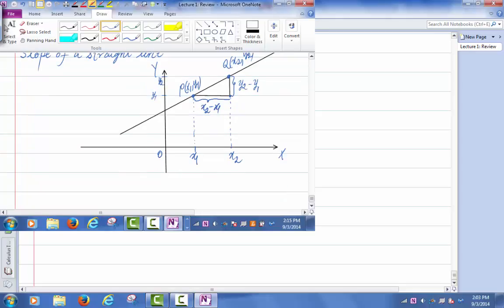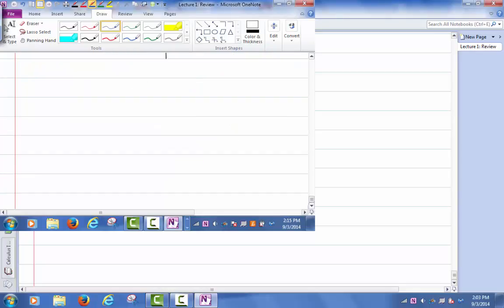And I think you were probably told that y2 minus y1 is called the rise, and x2 minus x1 is called the run. So the slope, usually denoted by m, is defined to be rise over run. So y2 minus y1 over x2 minus x1.